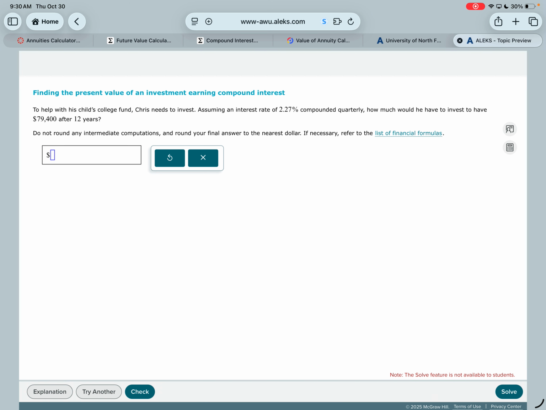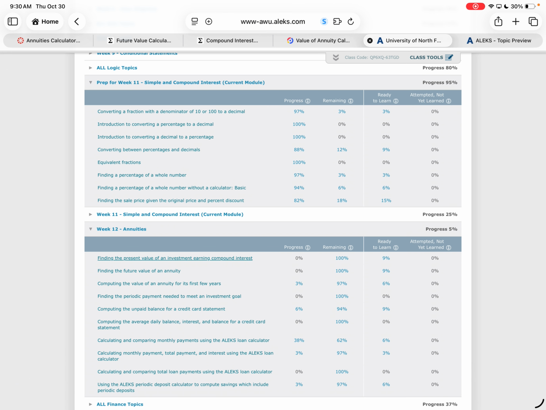So if he starts with 60,514 at 2.27% compounded quarterly, in 12 years he'll have 79,000. So it grows by 19,000 without him even doing anything. So yeah, that kind of fits last week a lot better.